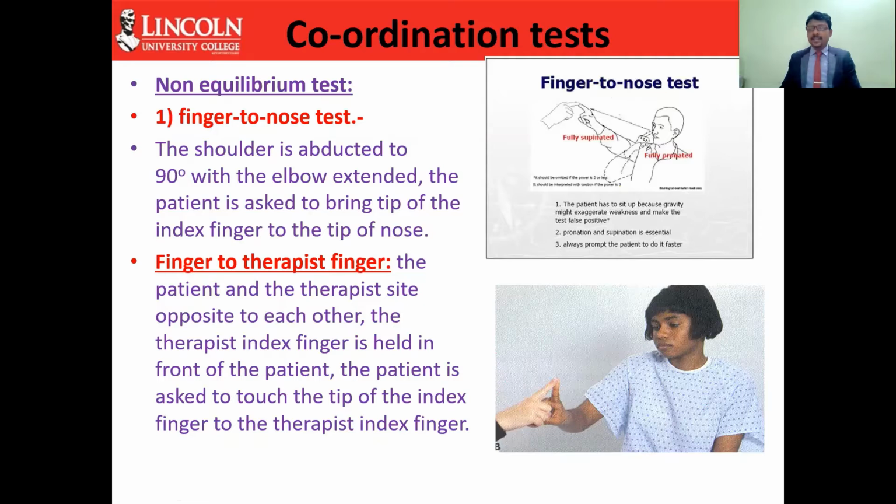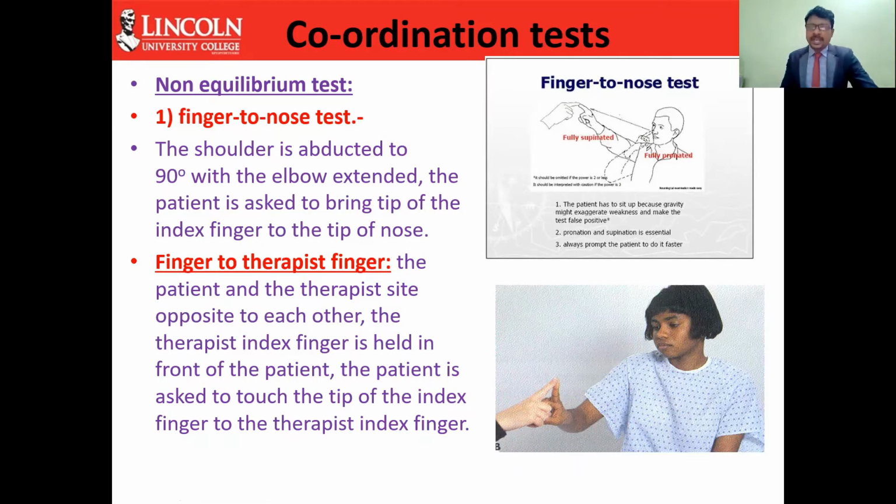So the special tests are there. These special tests are helpful to identify incoordinations, and also who is having equilibrium or not. We are going to identify with the special tests. These coordination tests are of two classifications, two types: the non-equilibrium test and the equilibrium test.